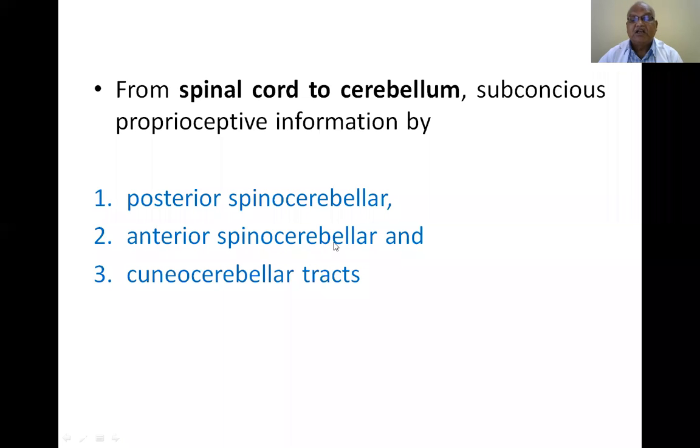So cerebellum is the destination part. The cuneate nucleus is the origin, present in the medulla, and the fibers go to the cerebellum, which is the last part. So this is the origin part, and this is the destination. The destination part is the cerebellum. So these are the fibers.